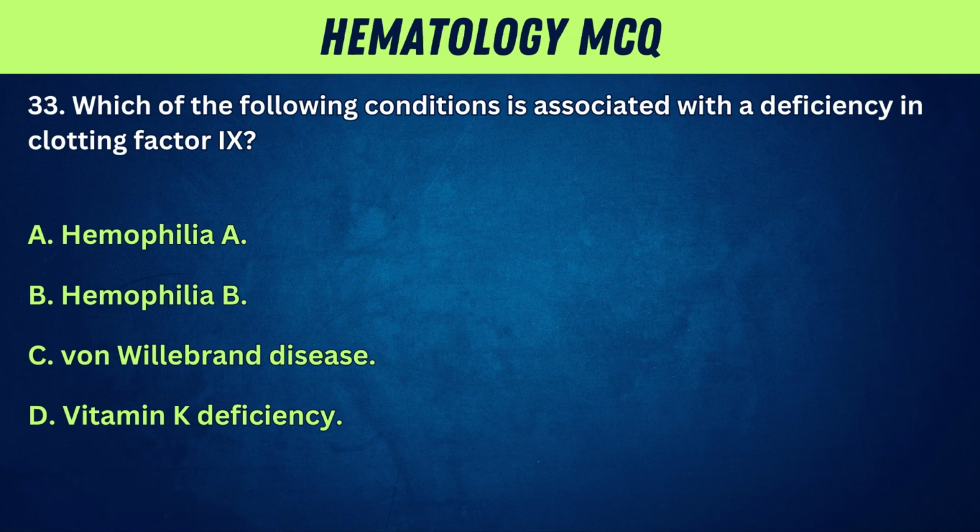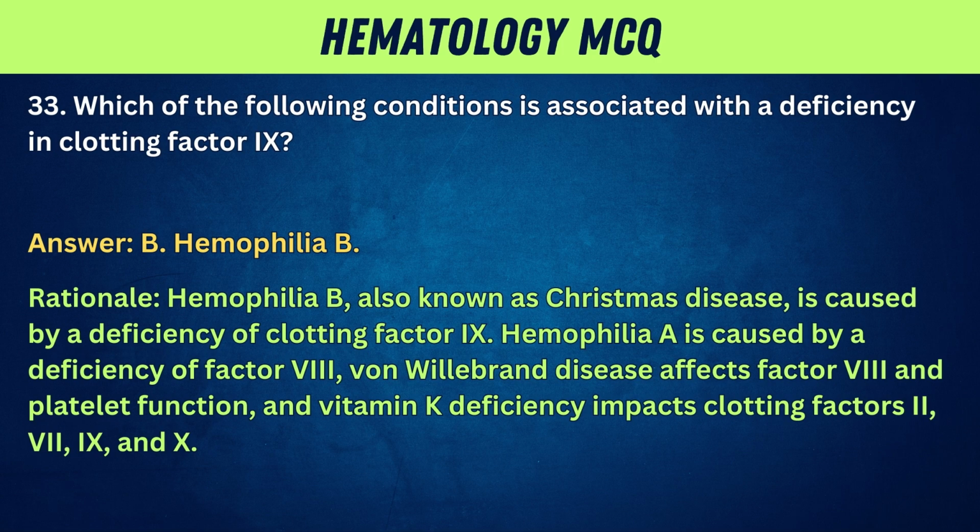A. Hemophilia A. B. Hemophilia B. C. Von Willebrand disease. D. Vitamin K deficiency. Answer: B. Hemophilia B. Rationale: hemophilia B, also known as Christmas disease, is caused by a deficiency of clotting factor IX.